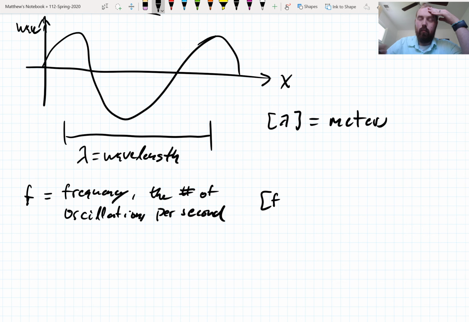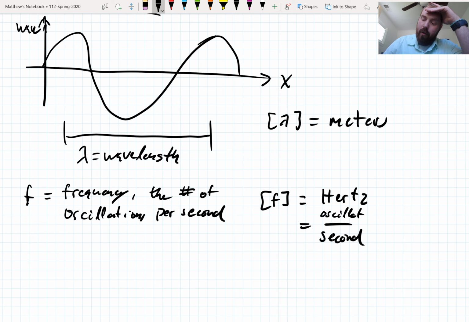The unit of frequency is called hertz. 1 hertz is just an inverse second. If you want to be specific, it's actually 1 oscillation per second. But in shorthand, we just say inverse seconds is what a hertz is. All right.